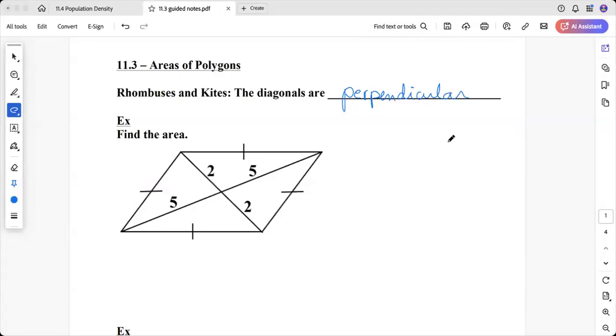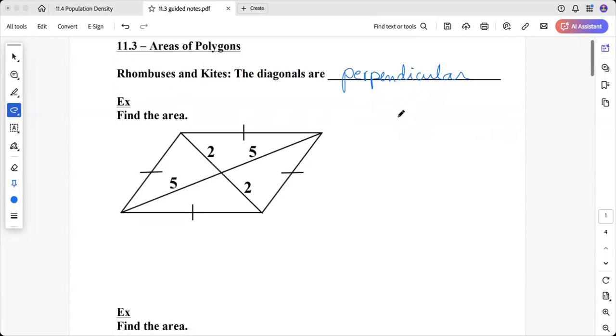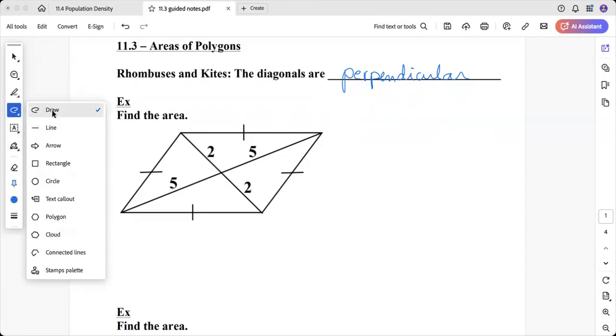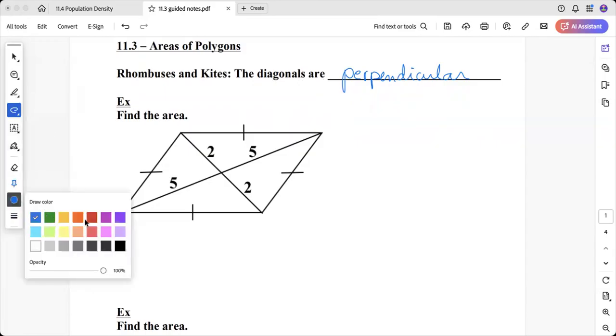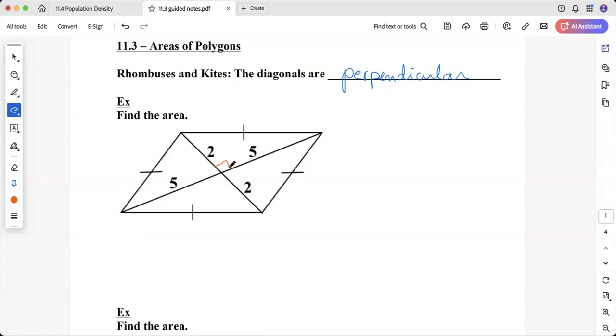All right, 11.3 areas of polygons. Remember when we did rhombuses and kites? You need to remember that the diagonals are perpendicular. So now, in order for us to find the area of a rhombus, the easiest way is to remember that the diagonals of a rhombus are perpendicular. So I know this is a right angle.